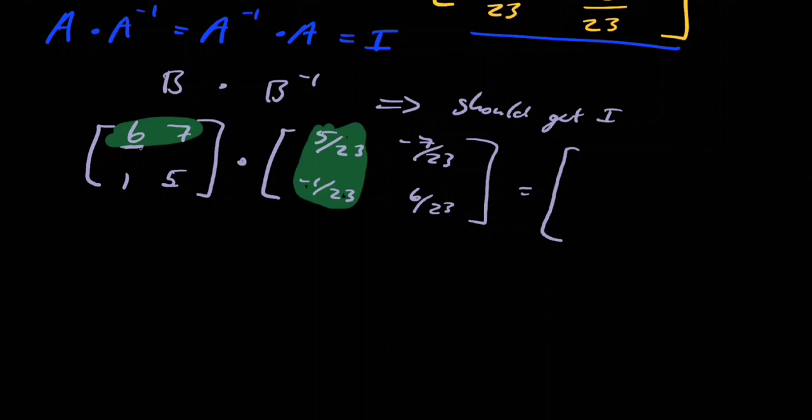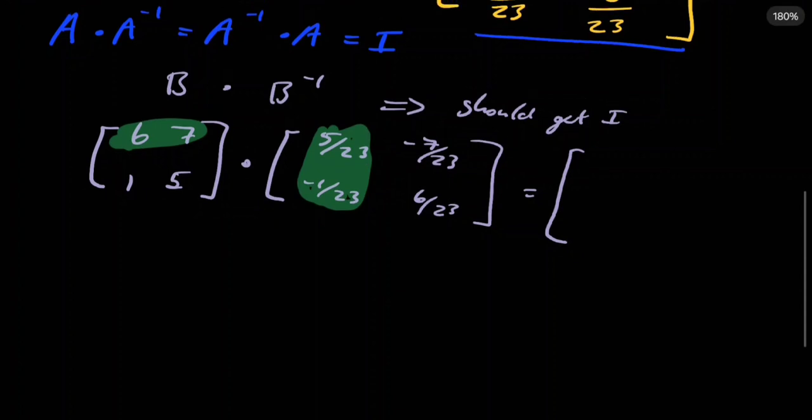So the first number in the first one and the first one and the second one, and multiply those two together. So, okay, didn't get a calculator. Obviously, we won't have a calculator on the test on Monday, but for time's sake, this will be 30 over 23, plus negative 7 over 23 as our first one.